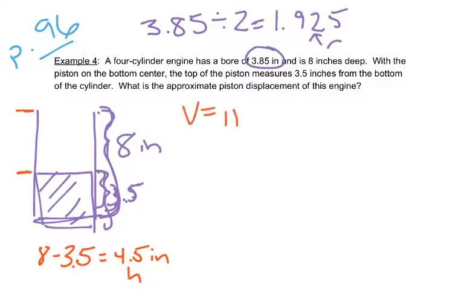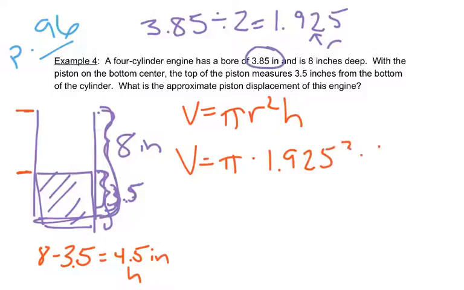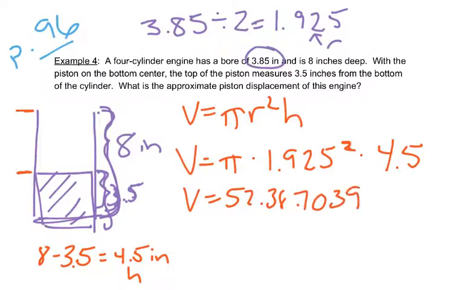So our volume is pi r squared h. So we'll have pi times 1.925 squared times 4.5. And we'll type all of that into our calculator all at once. And when we do, we get 52.387039.